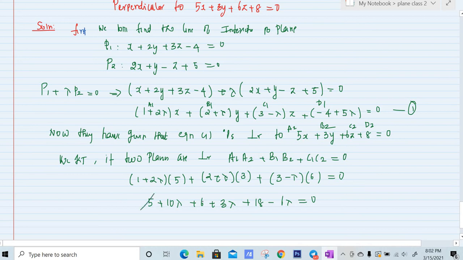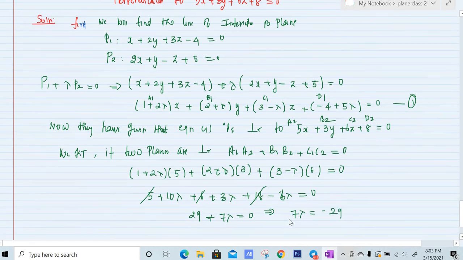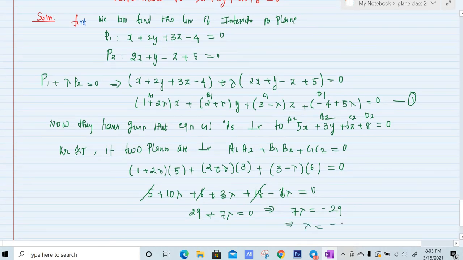Now 5 plus 6 is 11, 11 plus 18, it will be 29. This will be 10 lambda, 13 lambda. So 13 lambda minus 6 lambda. So 13 lambda will be plus 7 lambda is equal to 0. So this implies 7 lambda is equal to minus 29. This implies lambda is equal to minus 29 by 7.